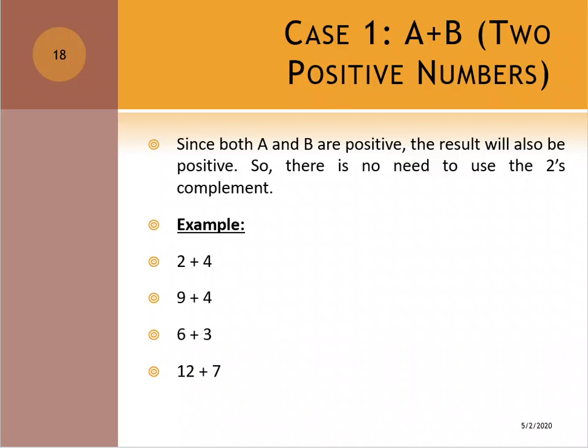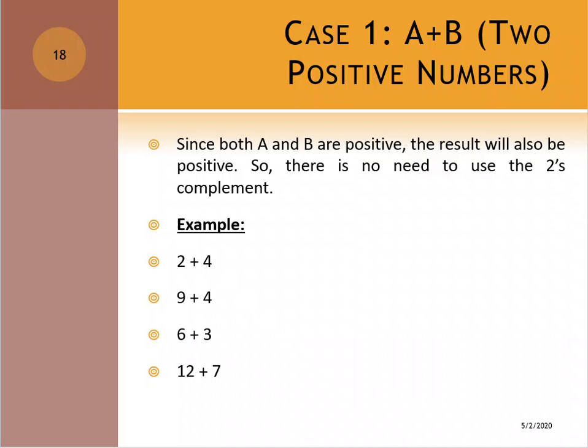a plus b, two positive numbers. Since both a and b are positive, the result will also be positive. So there is no need to use the two's complement. If you are going to add two binary numbers with positive values, you don't have to implement two's complement. Though the question mentioned two's complement number, please do not inverse. You don't have to inverse the number because inversion is only needed to generate negative numbers. So for positive numbers, just do the normal conversion from decimal to binary and add.